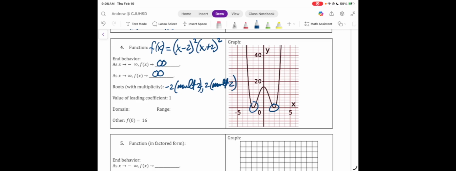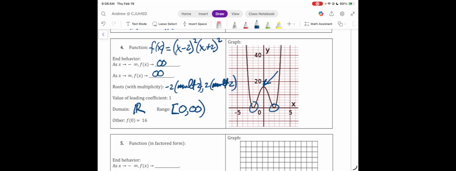Leading coefficient 1 and domain is going to be everything, but the range is going to only get down to 0, including 0, and go back up to positive infinity. Now, this other, where they said f of 0 is 16, well, that's this y-intercept right here. So they had a more accurate graph than we did on our previous ones, because we didn't really show exactly where the y-intercept was.